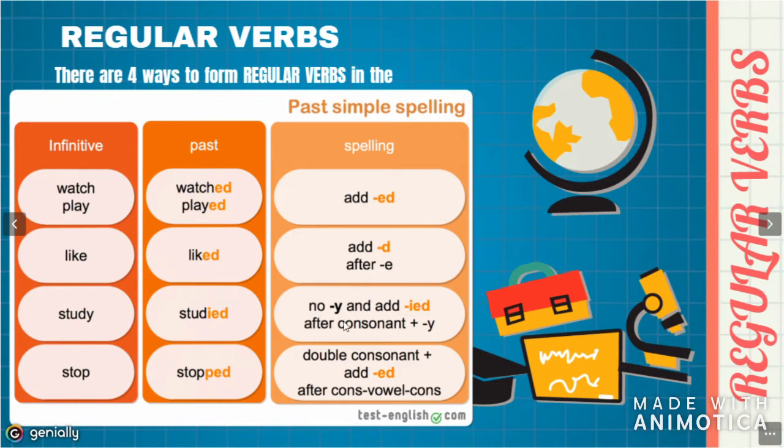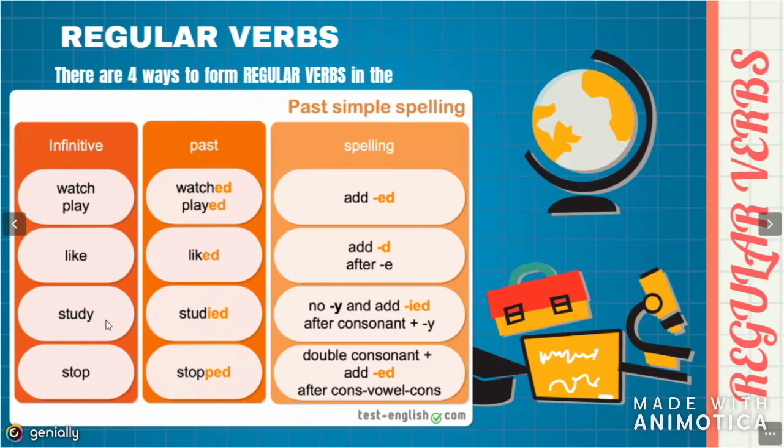For verbs that end with a y after a consonant, replace the y and put an ed at the end. For example, study becomes studied. Entonces, para verbos que tienen una terminación y con una consonante antes, reemplazamos este y por una i y le agregamos ed al final. Study, studied.